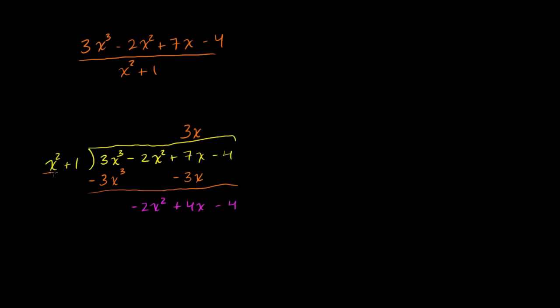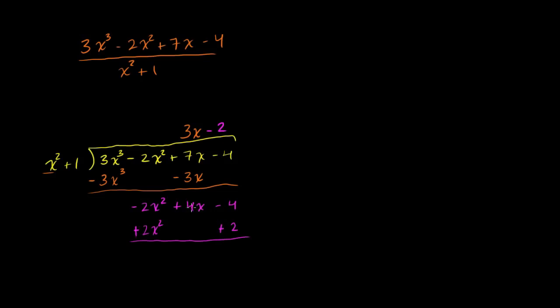Once again, look at the highest degree term: x squared and a negative 2x squared. So x squared goes into negative 2x squared negative 2 times. Put it in the constants place. Negative 2 times x squared is negative 2x squared. Negative 2 times 1 is negative 2. Now, we're going to want to subtract these from there, so let's multiply them by negative 1, or those become positive.